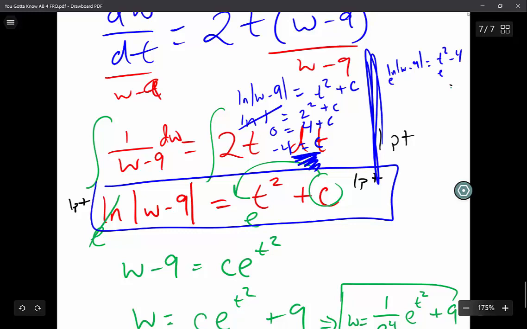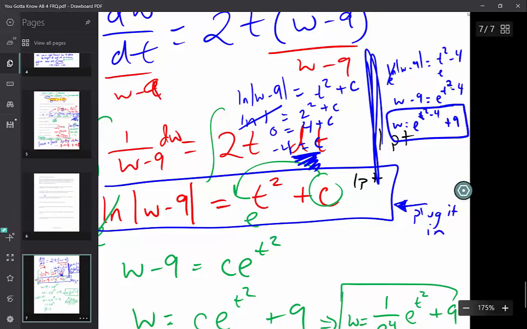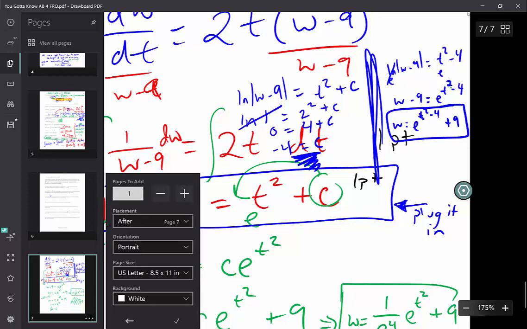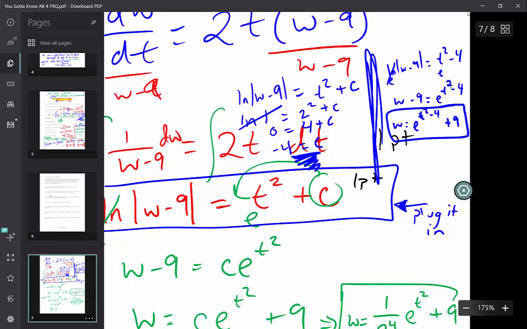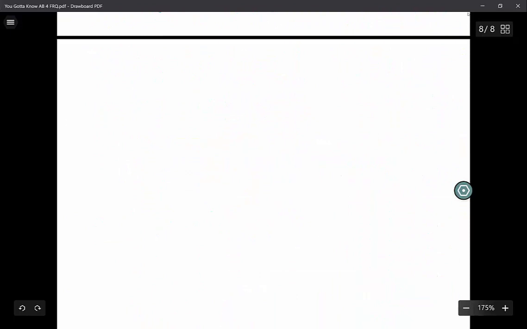That means we have ln of W minus 9 equals T squared minus 4. We'll do e to both sides. W minus 9 equals e to the T squared minus 4. W equals e to the T squared minus 4 plus 9, which is the answer our calculator had. So if you plug it in right in that first step, sometimes that ends up being the easiest place to plug it in. However we did it, I've explained that quite a few different ways, because these are hard questions and they're worth so many points that I want to make sure we have a lot of ways we can answer this. So we have W equals e to the t squared minus 4 plus 9.